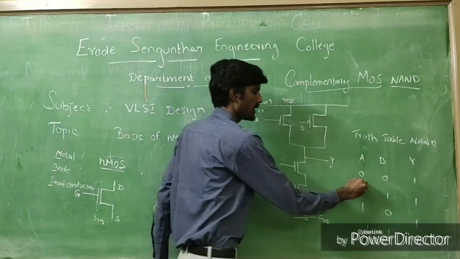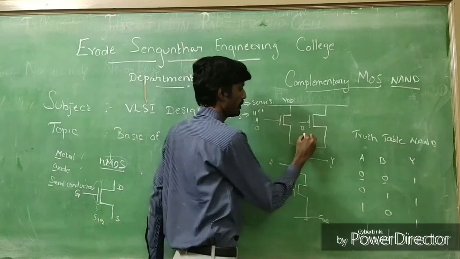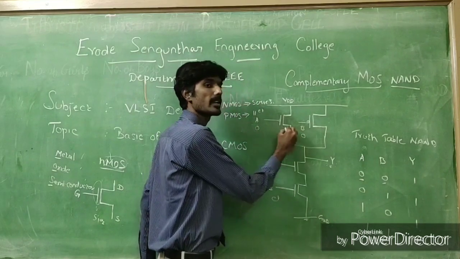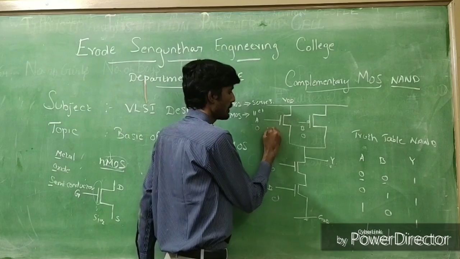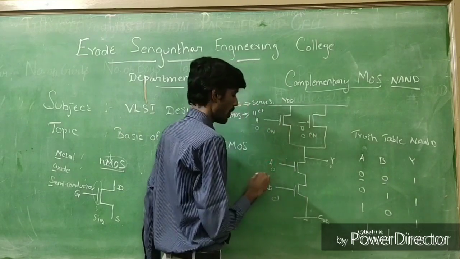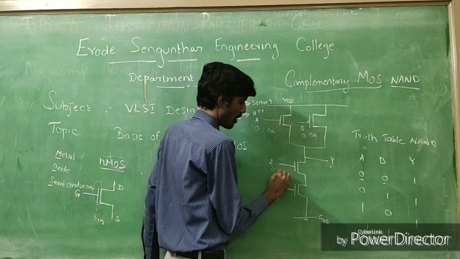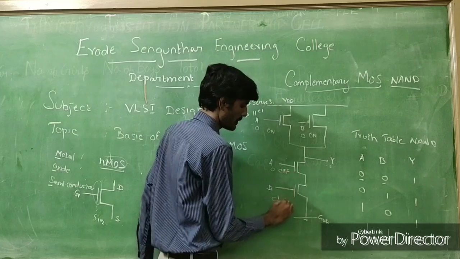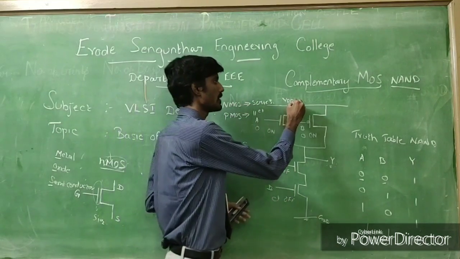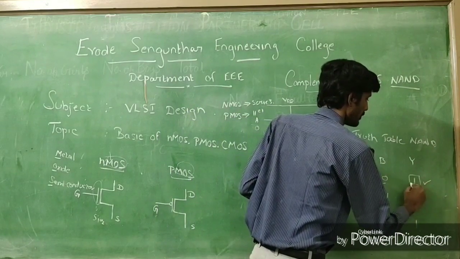Consider A equal to 0, B equal to 0 for the first case. What is the response of the PMOS? A is equal to 0, it becomes on. The other one is also on. When we give 0 to the NMOS, it becomes off. So there is the possibility to receive the supply VDD and give the output. So our output is 1, which is okay.